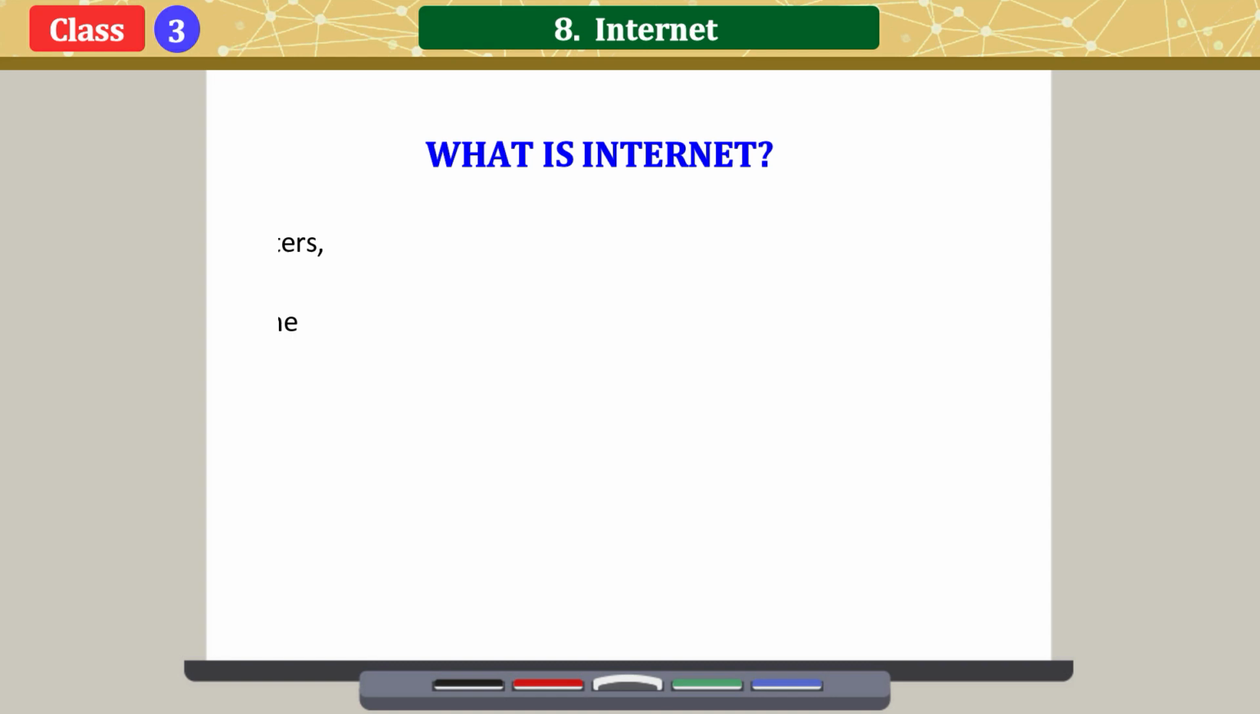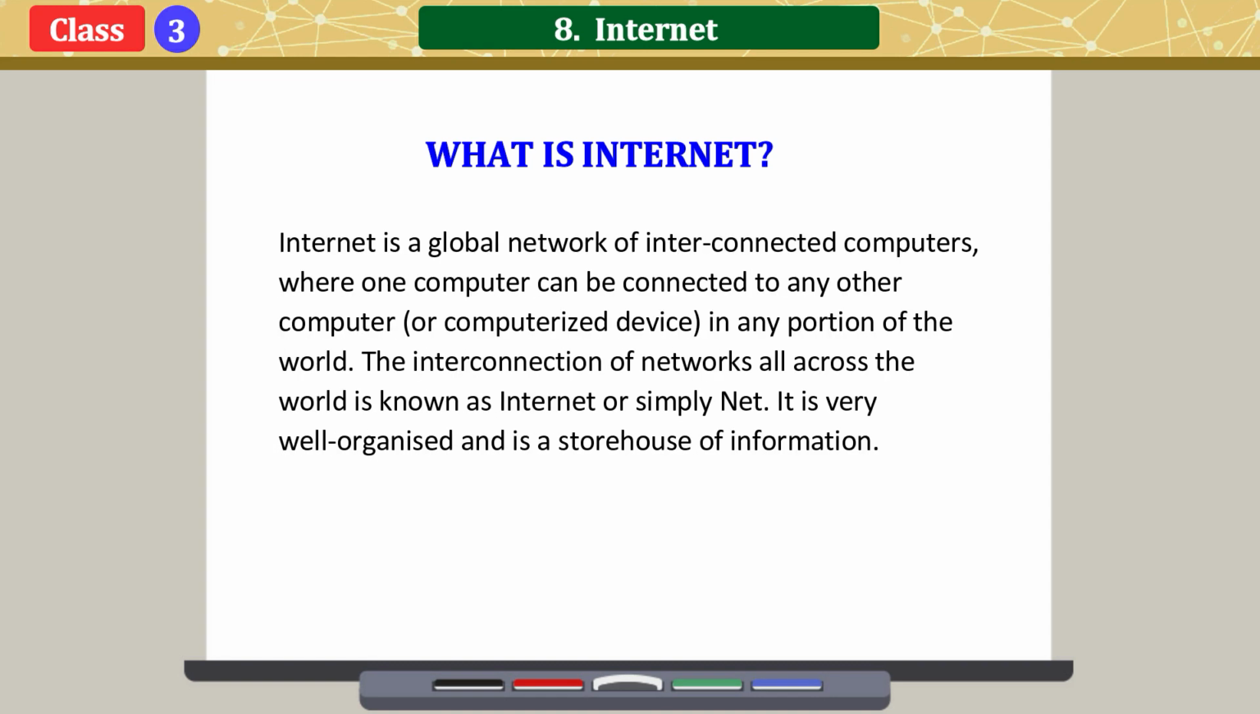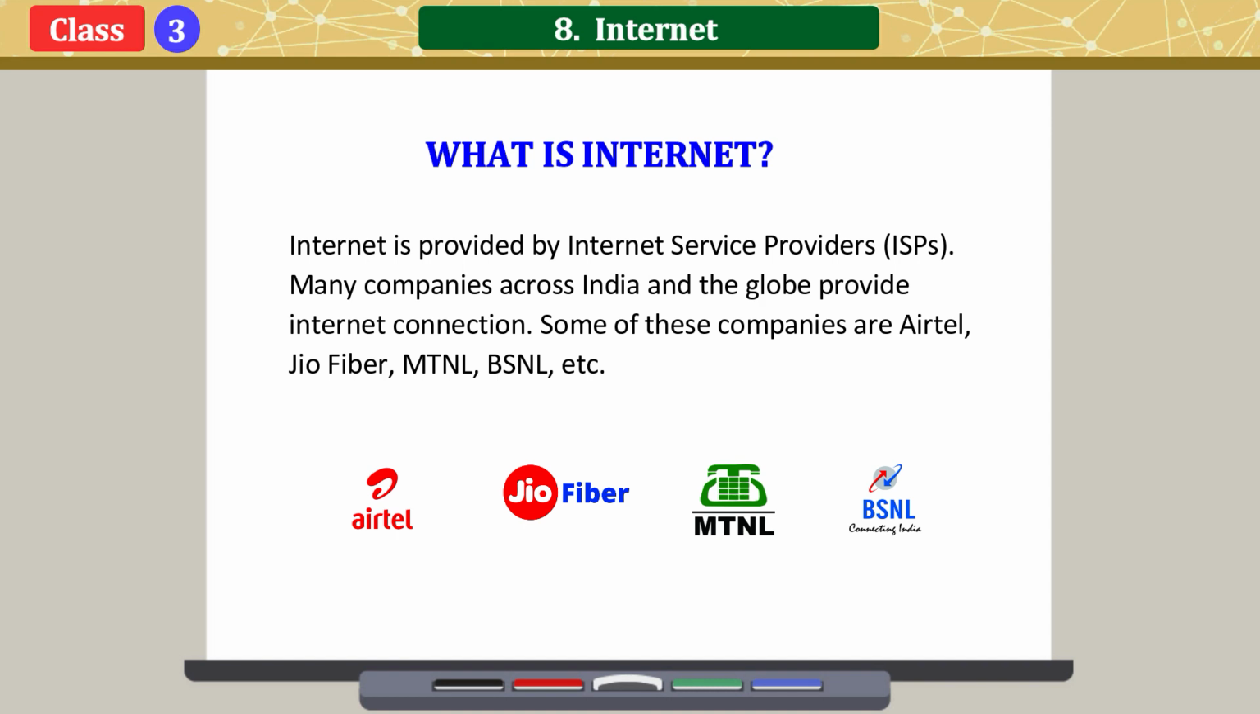What is Internet? Internet is a global network of interconnected computers where one computer can be connected to any other computer in any portion of the world. The interconnection of networks all across the world is known as Internet or simply Net. It is very well organized and is a storehouse of information. Internet is provided by Internet service providers. Many companies across India and the globe provide Internet connection. Some of these companies are Airtel, JioFiber, MTNL, BSNL, etc.